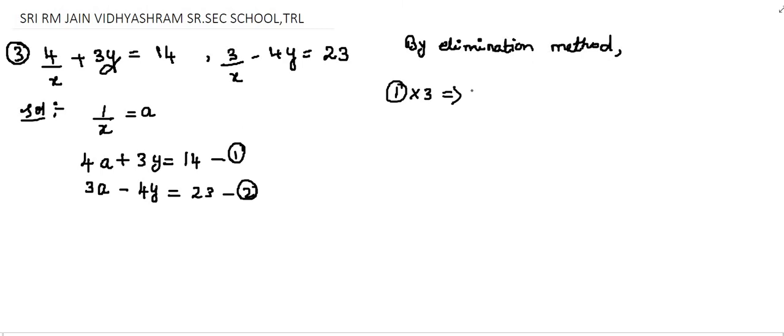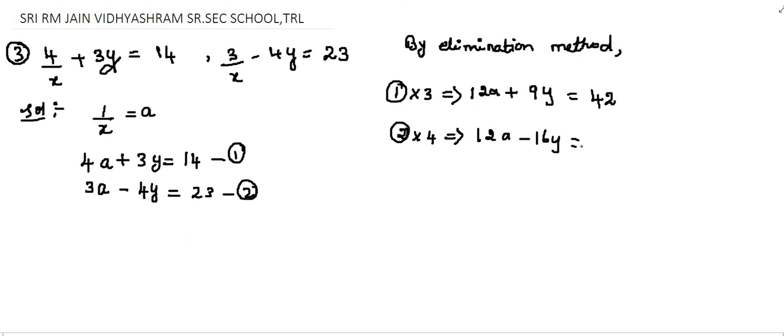When I multiply by 3, I will be getting 12a plus 9y is equal to 42. In the second equation, when I multiply by 4, I will get 12a minus 16y is equal to 92.